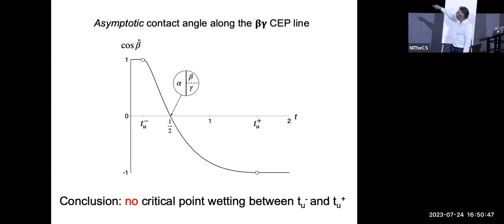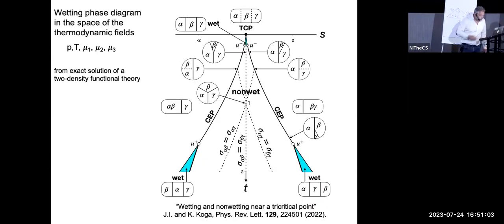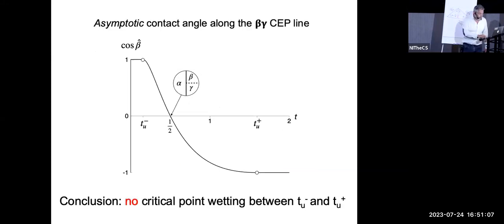very close to the tricritical point, to any value continuously varying between unity and minus unity. And here we go into the regime where the other phase, which is the gamma phase, wets the alpha-beta interface. So in this entire range of, say, temperature, the asymptotic contact angle is anywhere between zero and pi.